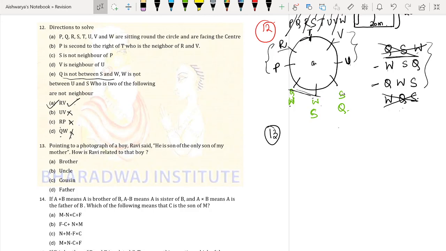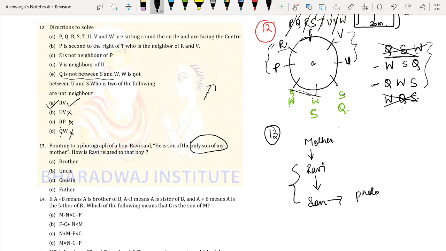Now, if you look at it, there is a photograph, and Ravi is saying this particular person in the photograph is the son of the only son of my mother. So look at this part first. Only son of my mother. So his mother has got only one son. His mother has got only one son means Ravi is a boy. So Ravi is the only son. So you have the mother here and Ravi is the only son. So son of the only son is there in the photo. Okay. So what is the relationship between Ravi and the son? Father, no? How is Ravi related to that boy? He is the father. Are we clear?